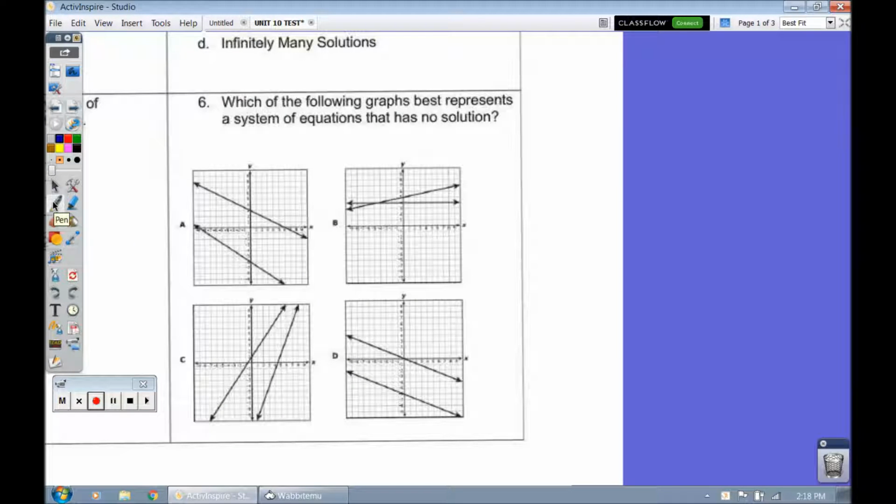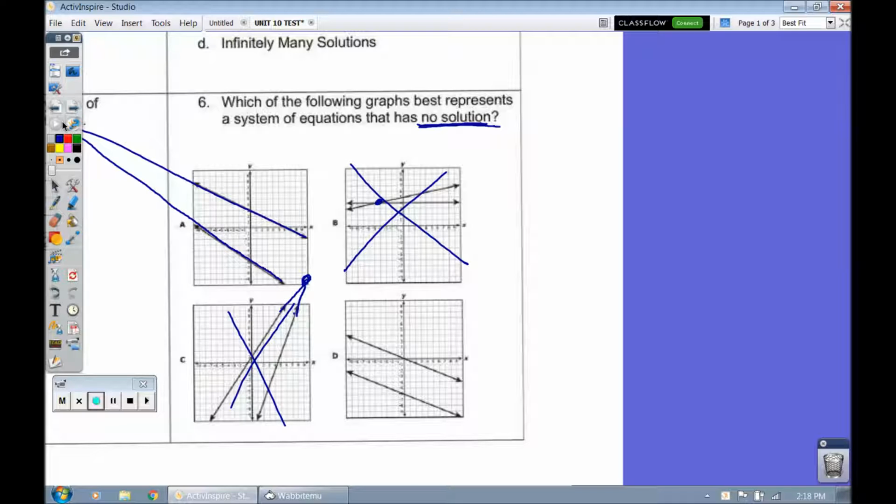Number 6, which of the following graphs best represents a system that has no solutions? It does not cross. Well, we know this one crosses here, so it's not B. If we extend this one out a little bit right here, we know it's going to cross somewhere up here. We know it's not C. A might look parallel, but it's not. This one's kind of canted in a little bit, and if you were to draw those lines way out here, they'd cross way over there. So we know it's not A. In fact, D has 2 parallel lines. Our answer is D.